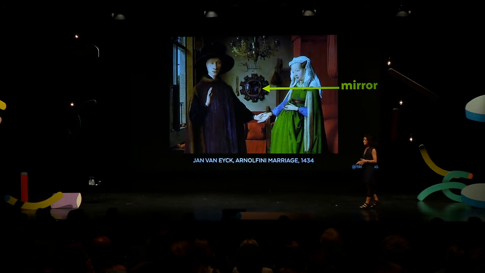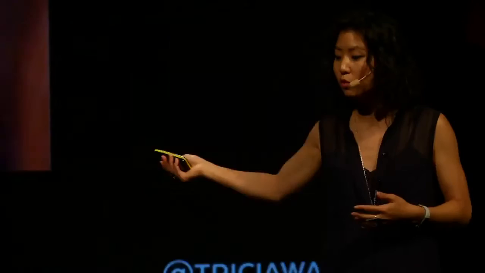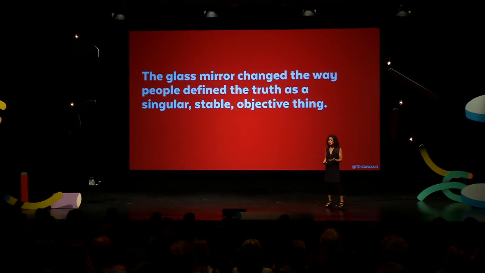So glass mirrors became this super aspirational technology that only the wealthy could afford. They prided themselves on owning something that could reflect truth. You start seeing it pop up in all these Renaissance paintings of the wealthy. Glass mirrors showed up in Shakespeare's plays as this object of truth. And so all of this changed the way people define the truth as a singular, stable, objective thing.